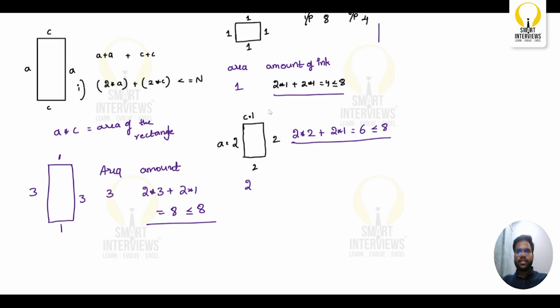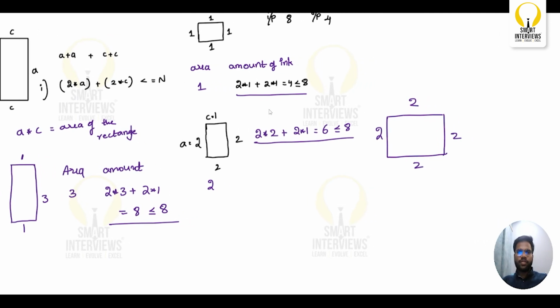Here, if I increase the breadth, the length will be 2, and I'll be increasing the breadth by 2. Okay, so this is 2, this is 2, this is 2. Now we will check what is the area of this rectangle. 2 into 2, which is 4. Okay, so the area of this rectangle is 4.